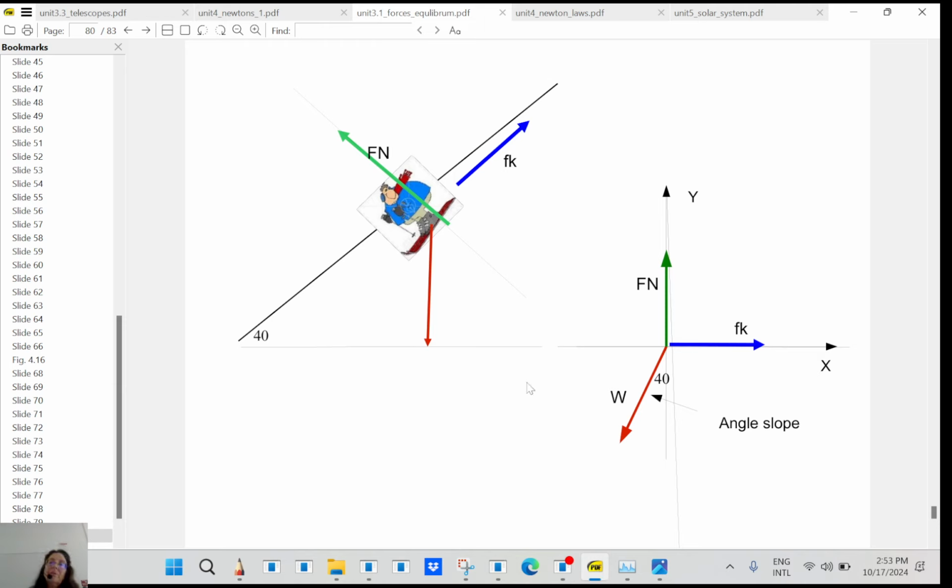Okay, so for example, this one we already have done it, but now if you introduce friction, if you introduce kinetic friction, what are the forces acting on the man? You have the weight is always straight down. Okay, you have the normal force here, always perpendicular to the surface, and then you have kinetic friction, right? So it could be that it's moving at a constant speed because the x component of the weight is balancing out the kinetic friction. Okay?